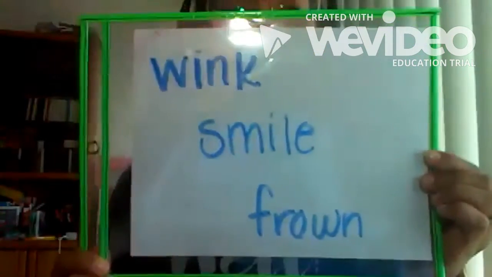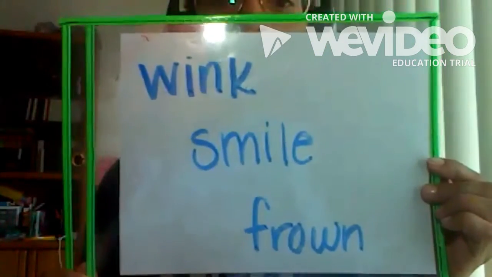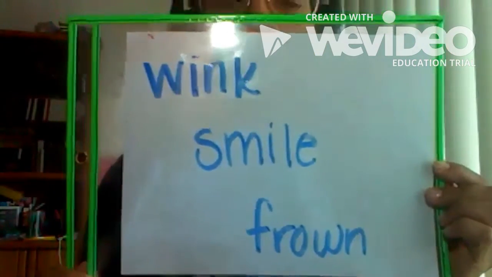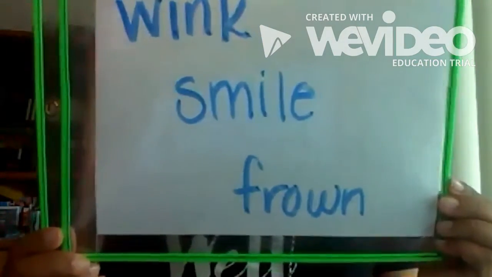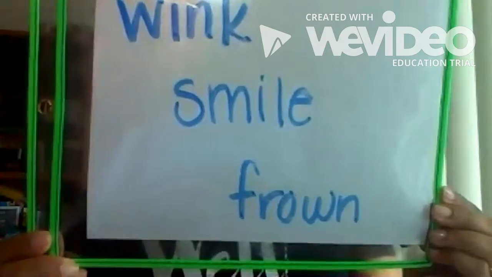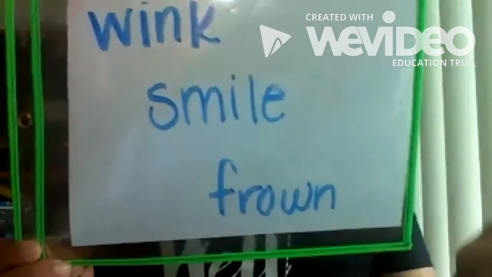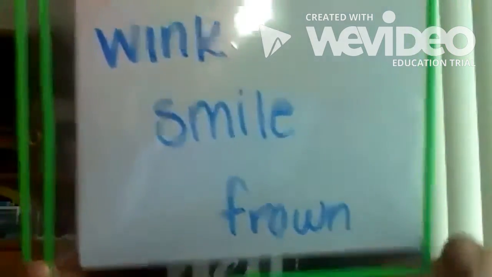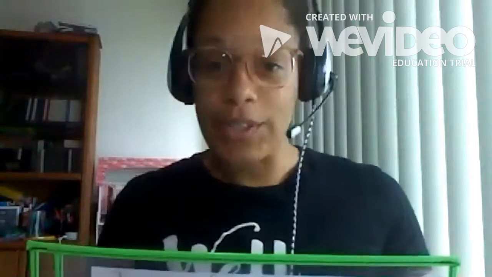So let's practice. I have written 3 verbs here. So we have wink, smile, and frown. Okay? I'm going to give you a subject, and I want you to choose wink, smile, or frown, and make that verb either singular or plural based on the subject. If the subject is singular, then you're going to make the verb plural. If the subject is plural, you're going to keep the verb singular.